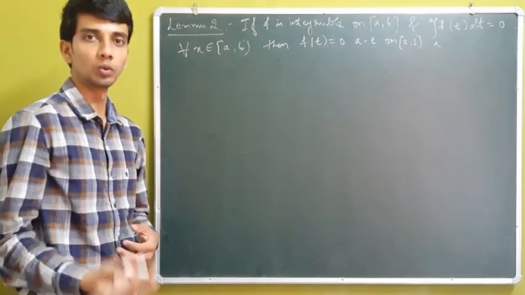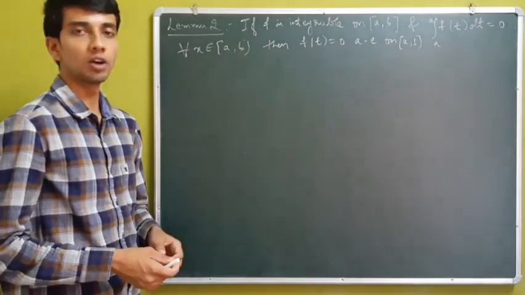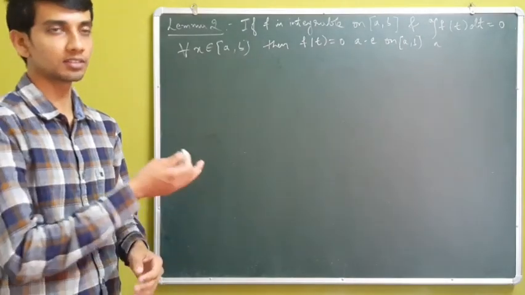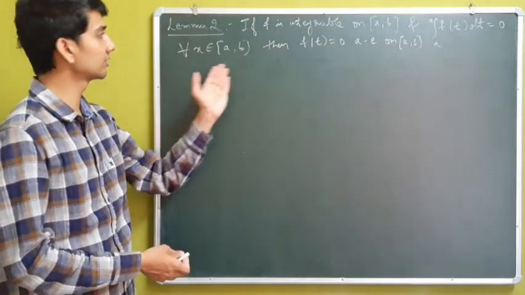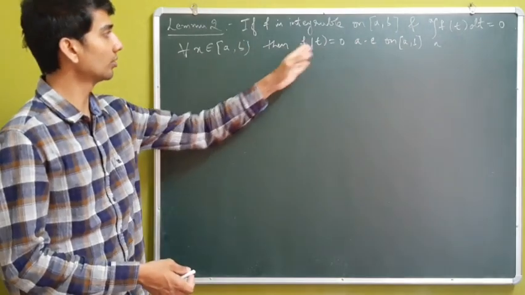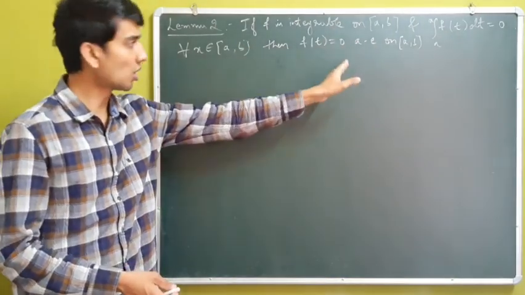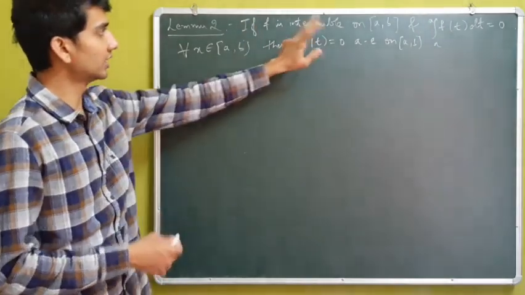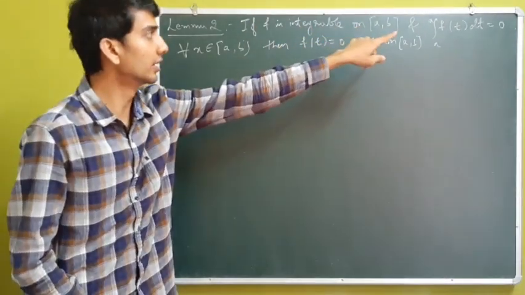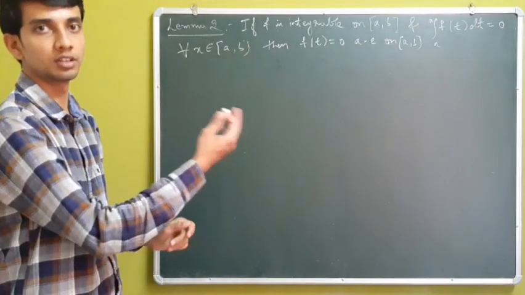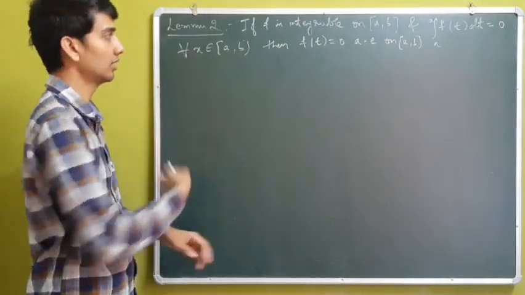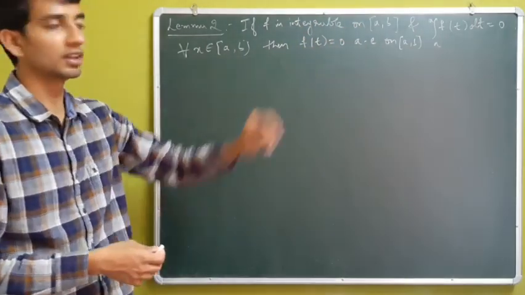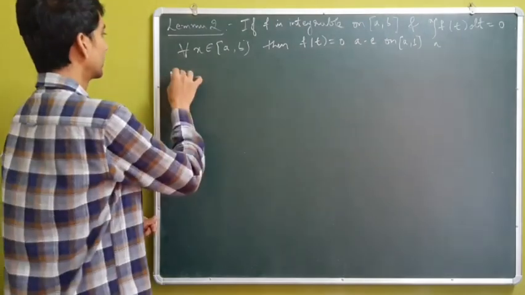Next we have Lemma 2. If f is integrable on [a, b] and the integral of f(t) over [a, x] is 0 for every x in the interval, then f(t) is 0 almost everywhere on the interval. Come again: if f is integrable on the interval and the integral of f(t) over [a, x] is 0 for every x in the interval, then the function is 0 almost everywhere on the given interval. So let me come into the proof.